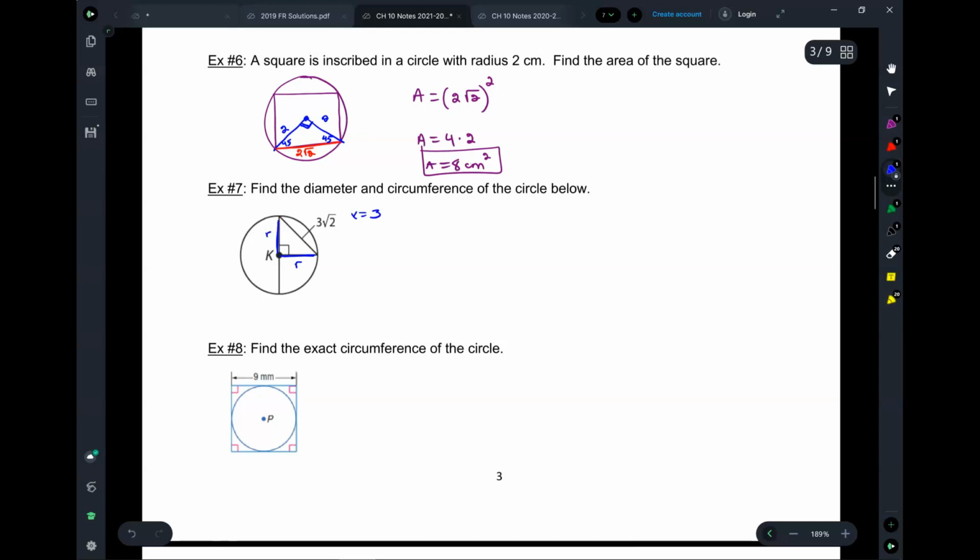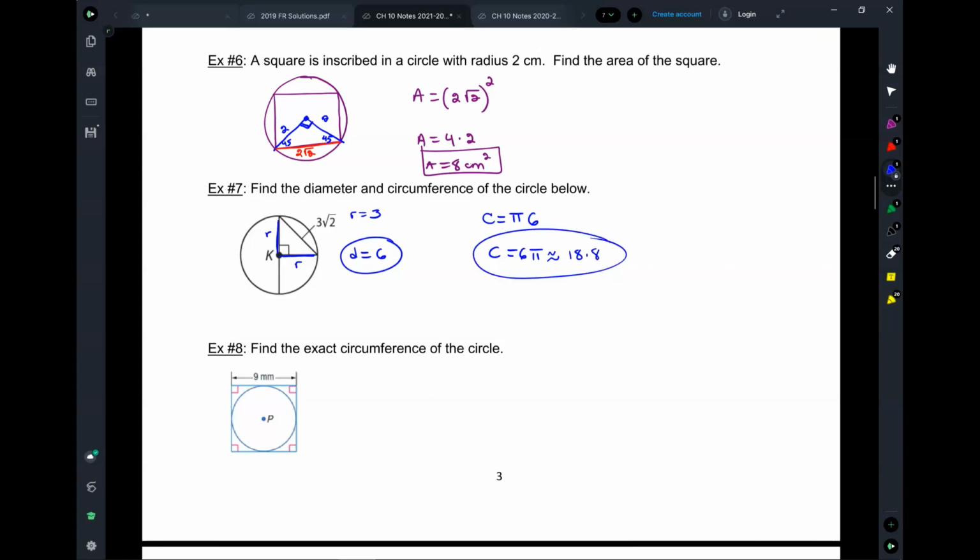So if r is 3, what do we need to find? The diameter is 6. And then the circumference is pi times 6, which is 6 pi. If you need to put it in decimals, it'll be 18.8. If on the homework or on a quiz it does not specify exact form or not, honestly, I would go with the 6 pi, because what if you typed it in wrong? Then you're going to get points taken off. Do you see what I mean?